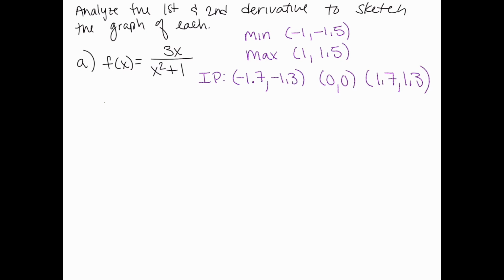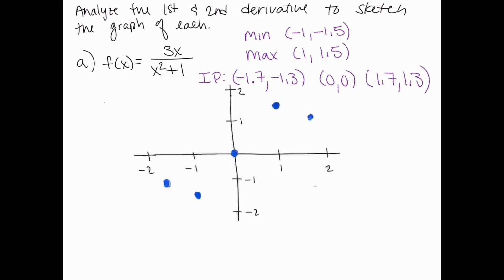My max is 1.5. And I have 3 inflection points, negative 1.7, negative 1.3, 0, 0, and then positive 1.7, 1.3. So those are just the decimal versions of those 3 inflection points on the previous slide. So to create my graph, the first thing I'm going to do is plot those 5 points that I have listed on the screen, my min, my max, and my 3 inflection points. And so I've done that in blue. I've just plotted a point for each of those ordered pairs.